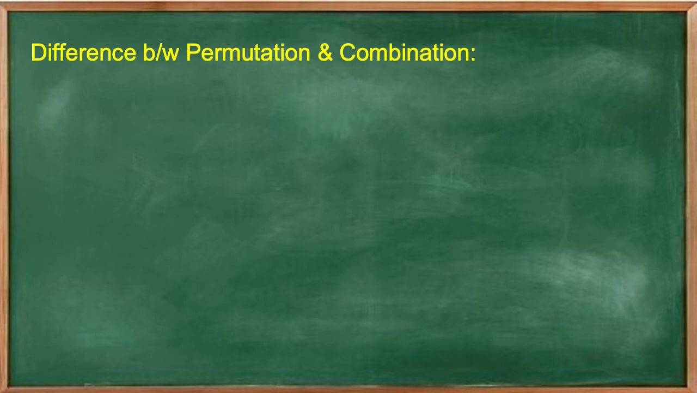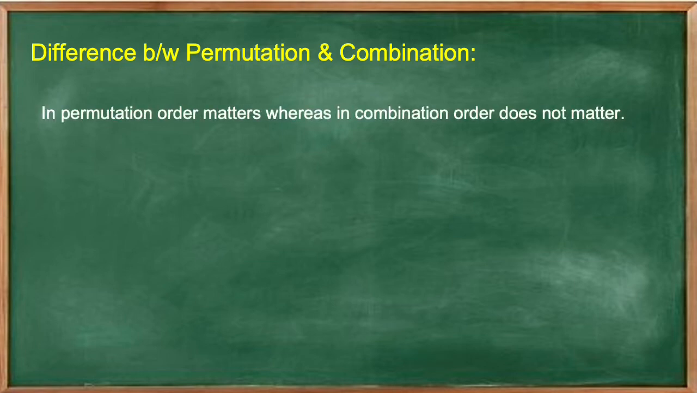Whenever you get a question, the very first thing you have to do is identify whether it is permutation or combination. So let us understand the difference between permutation and combination. In permutation, order matters, whereas in combination, order does not matter. Let us understand the difference with the help of some examples.